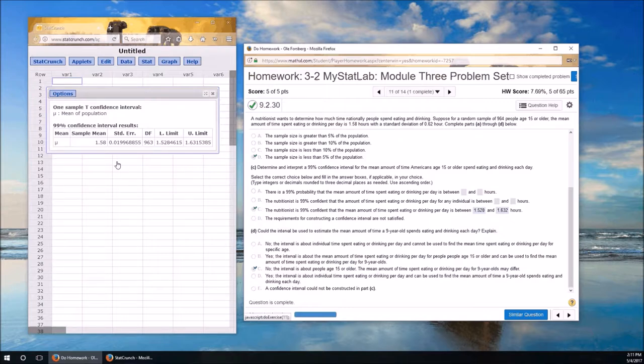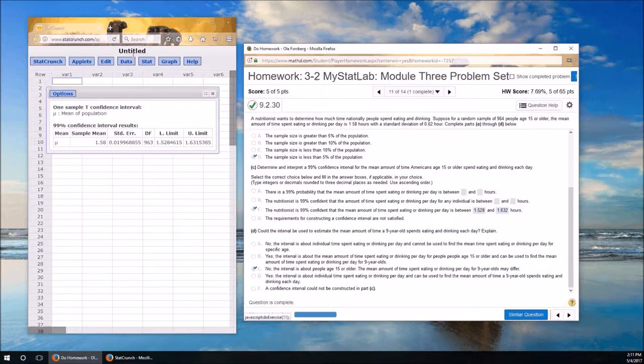I mean, let's be serious about this. We knew it was going to be based on the T distribution because we had the standard deviation of the sample, not the standard deviation of the population. And we knew it was going to be one sample because we were just trying to learn about one group. We weren't trying to compare two groups. Now, if you do this by hand, you take a lot of time. But hey, 15 minutes, we had everything done. It would have been a lot faster if I didn't talk so much.